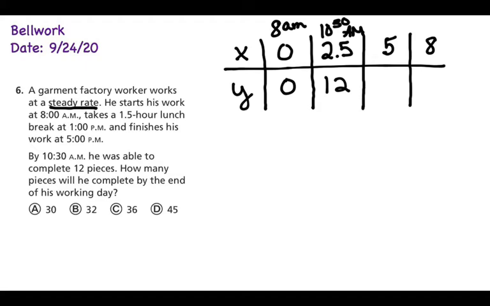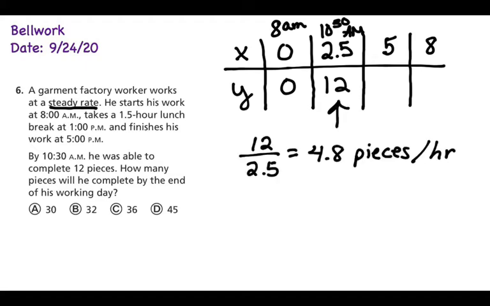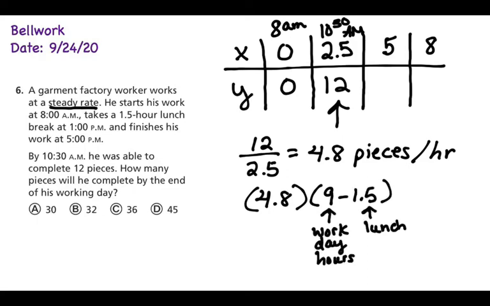So we can actually divide 12 by 2.5 to find that per hour he makes approximately 4.8 garments. So given that he's working a 9-hour day, because from 8 a.m. to 5 p.m. that's 9 hours, you actually have to subtract the 1.5 hours that he took for lunch because he's not working during that time. So you're going to multiply 4.8 times 7.5, and you find that he can create 36 garments in 1 day of 7.5 hours. So the answer is 36.